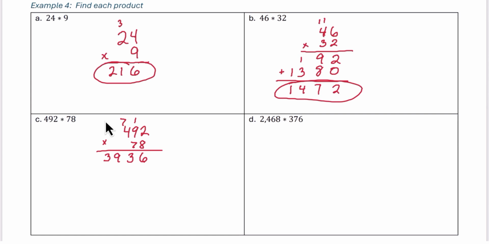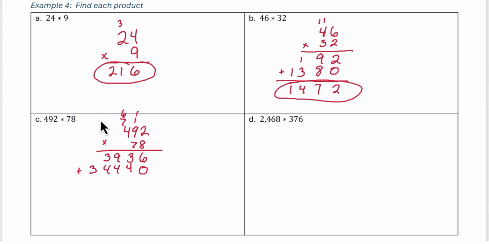We want to have a 0 placeholder in the ones position next, and now we multiply 7 by each of the digits up top. 7 times 2 is 14. 4, carry the 1. 7 times 9 is 63, plus that 1 is 64. So we have a 4, carry the 6. And now 7 times 4 is 28, plus that 6 is 34.